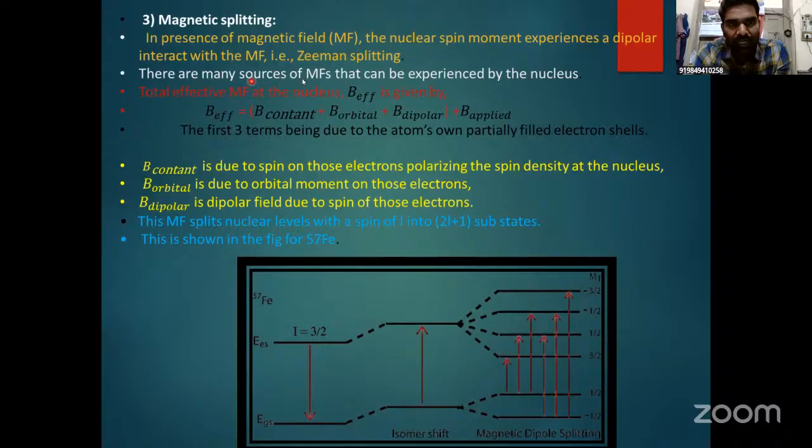There are many sources of magnetic fields. So there are many sources of magnetic fields that can be experienced by the nucleus.